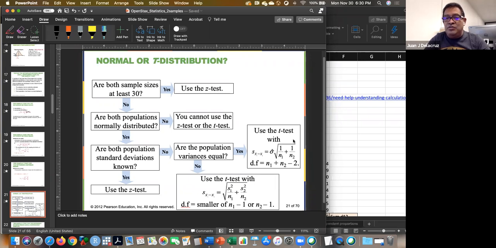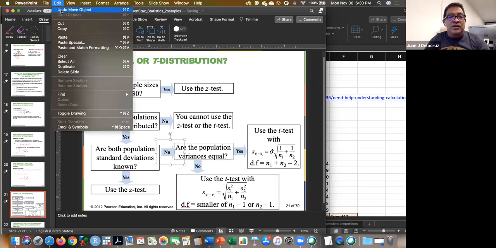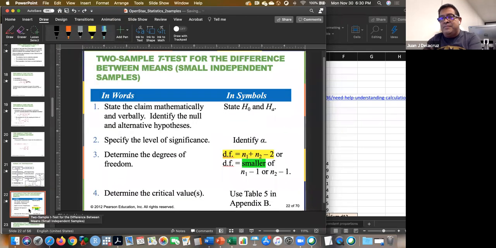Later, I am giving you a nice Excel way to do it. So we are going to do this part: are the population variances equal or unequal? So let's continue. This is the step-by-step.